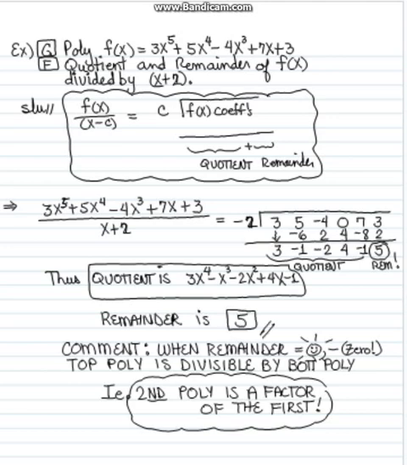Now a comment: when the remainder is equal to 0, that's when we have a party, because when that happens, we know the top polynomial is divisible by the bottom polynomial. In other words, the second polynomial is a factor of the first polynomial.